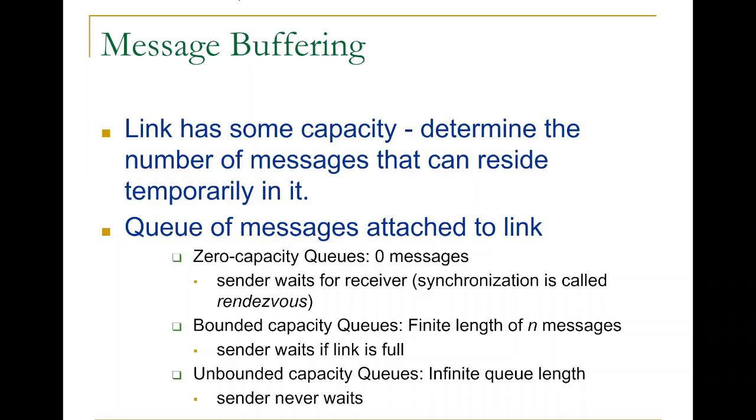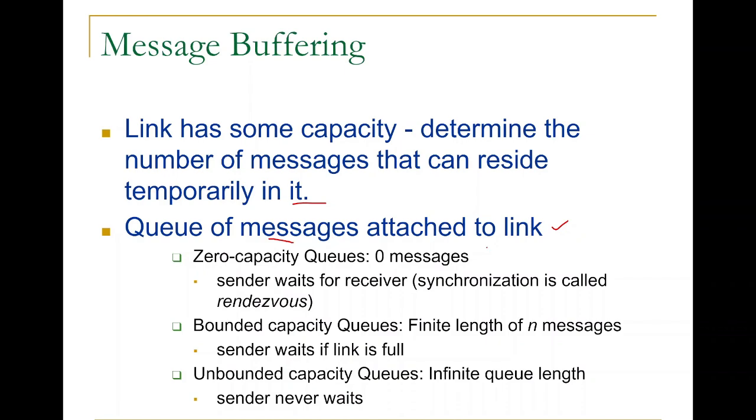As I talked about, message buffering. Now, the link has some capacity that determines the number of messages that can reside in it temporarily. It is the queue of messages attached to a link. We have different types. One of them is zero capacity. This one queues 0 messages. The sender waits for the receiver. This synchronization is called rendezvous.